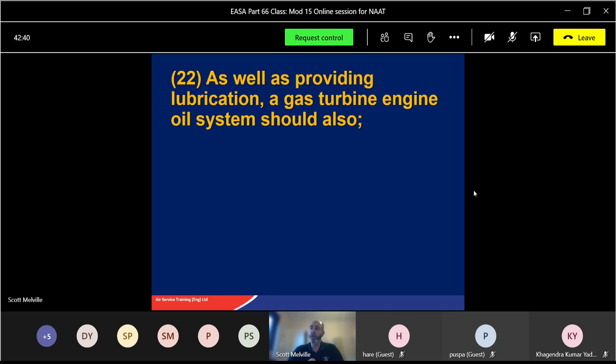As well as providing lubrication, a gas turbine engine oil system should also do what? So apart from lubrication, what does the oil also do? Make the oil hotter. Sorry, cooling. Yeah, it should be cooling. It's going to get hot, but it's to cool components. What else does it do? So lubricate, cool, and it will make the fuel hotter. Yes, it can warm the fuel, certainly.